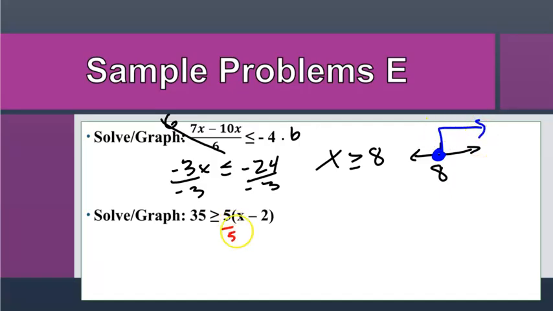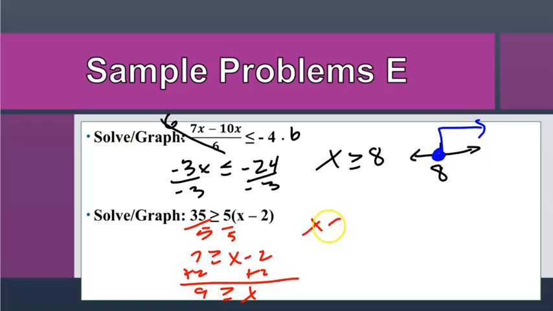Next, divide everything by 5. Get the parentheses by itself, and I'm left with 7 is greater than or equal to x minus 2. Add 2 to both sides. We have 9 greater than or equal to x. So if I rewrite this, it would be x is less than or equal to 9, or 9 is greater than or equal to x. Number line, I got 9. Filled in circle at 9. Less than means going to the left.